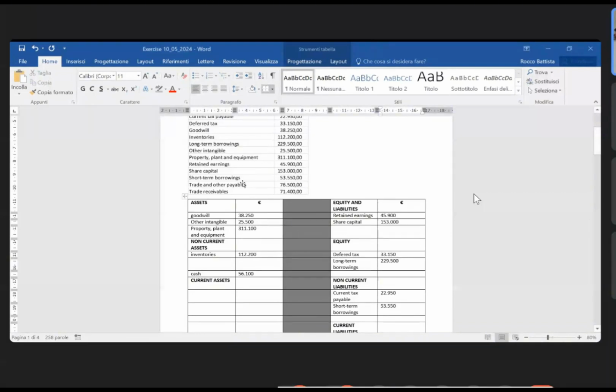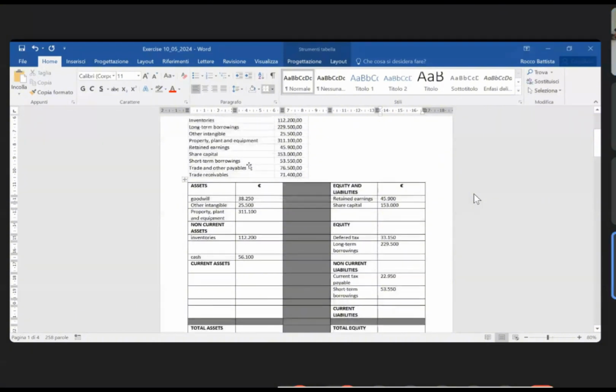Trade and other payables. Current liabilities. Current liabilities, very well.